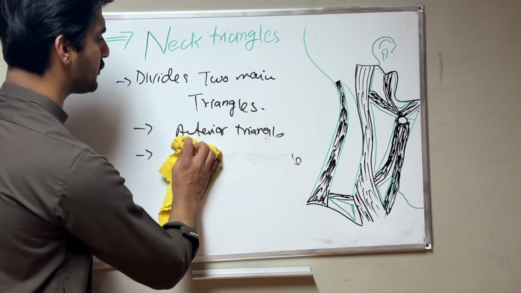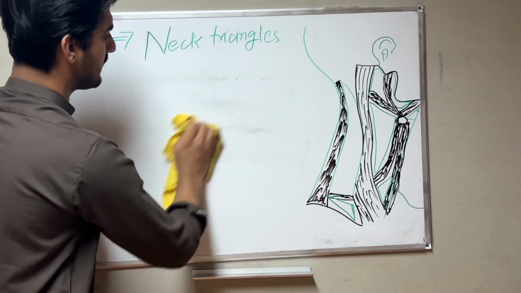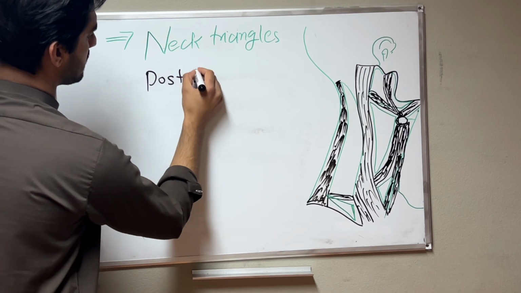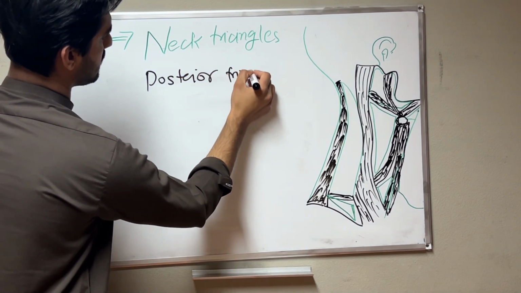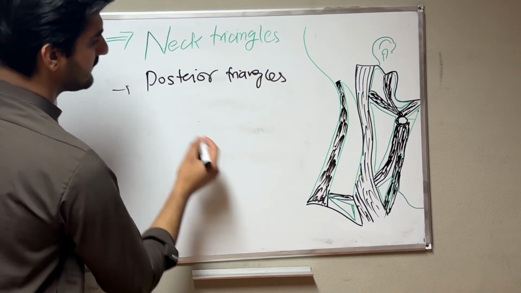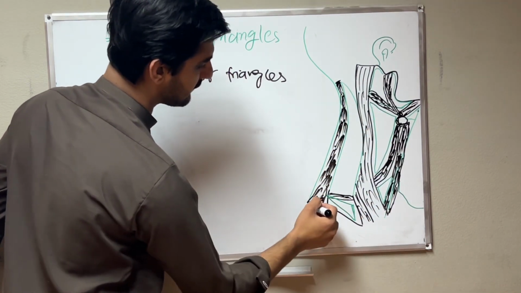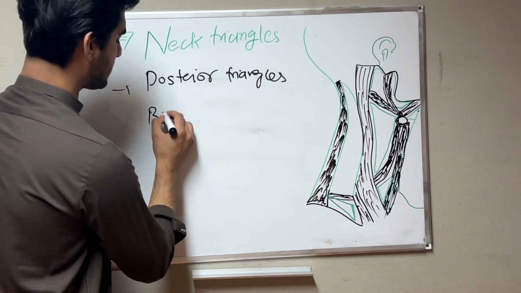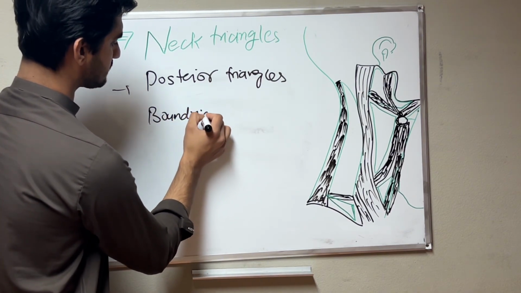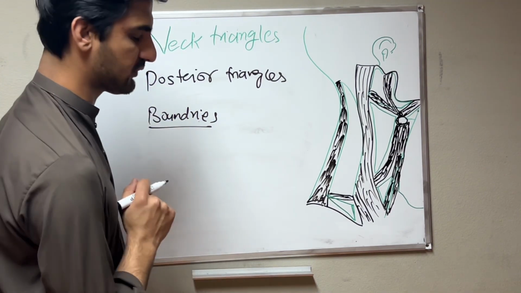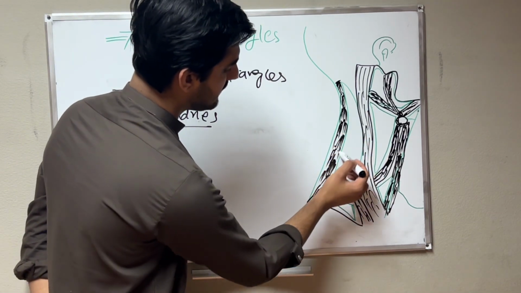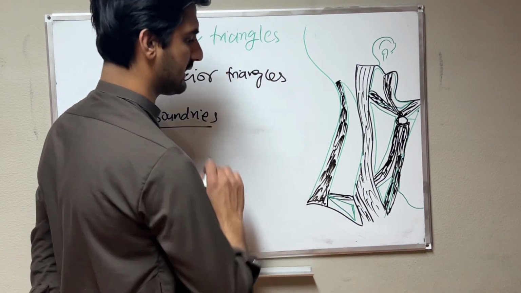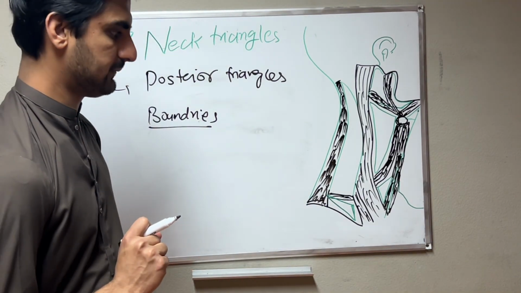First we will discuss the posterior triangle. This whole area, from here to here, is the posterior triangle. If we talk about its boundaries, here this is the trapezius muscle, in front the sternocleidomastoid muscle, and here we have the clavicle. These are the boundaries.